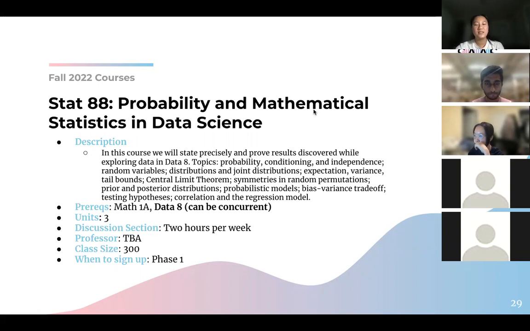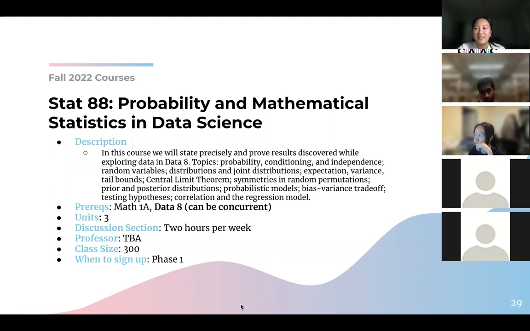The prereqs are Math 1A and Data 8, but Data 8 can be concurrent. It is 3 units, and there are 2 hours of discussion section per week. The professor is to be announced and the class size is 300, but I would still recommend that you sign up for it in phase 1, just because a lot of other majors will be trying to take it. I know this is a really popular one for econ majors as their stats requirement. People will take Stat 20 as well, but I think 88 has been gaining traction and popularity.